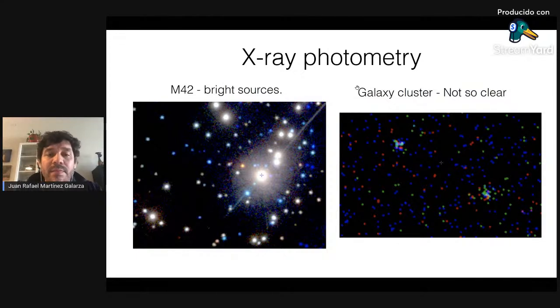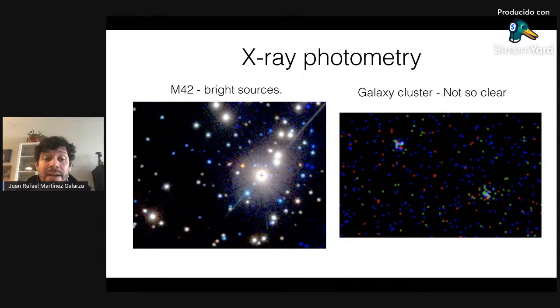As I was mentioning earlier on, this is extremely important for the determination of the fluxes, and the determination of the fluxes will be important for comparing our hypothesis with particular measurements. It turns out that in X-rays, photometry can be a complicated business. The reason is that, as you see here, these are two images from the Chandra archive. The one on the left is an image of the Orion Nebula region, a very rich star-forming region, M42, the famous Orion Nebula.